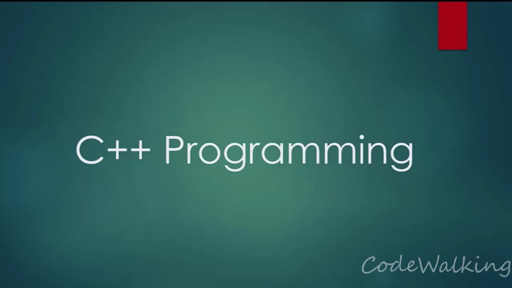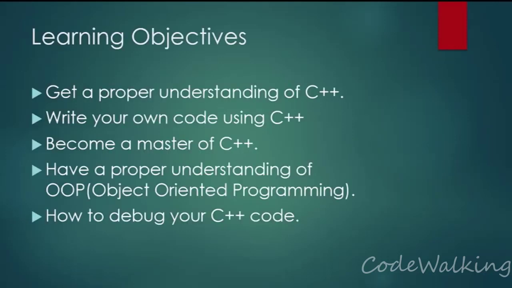Let's start with the course objectives. The learning objective of this course is to get a proper understanding of C++ so that you can make your own code and become a master of C++. I will also give you a proper understanding of what OOP is, which stands for Object Oriented Programming. Then I will teach you how to debug your C++ code and fix all your mistakes and errors, because there is always a time when there are errors in your C++ code, so I will help you know the ways to debug them.